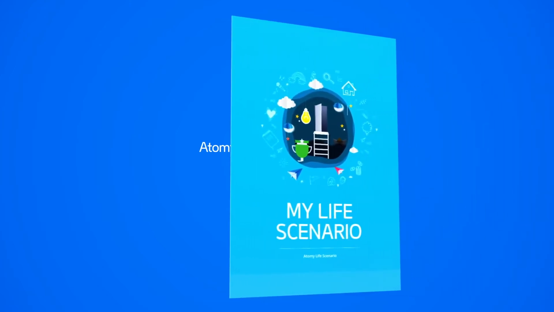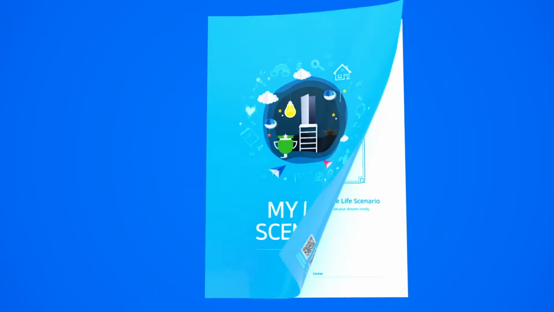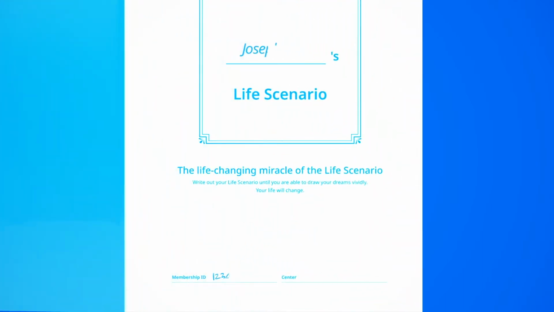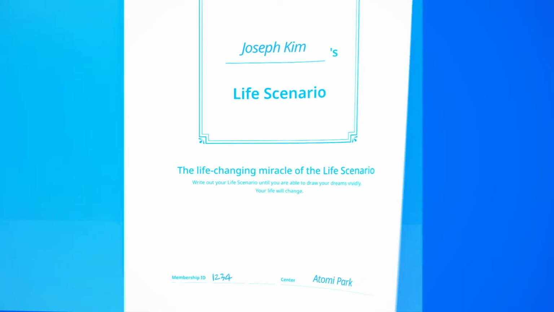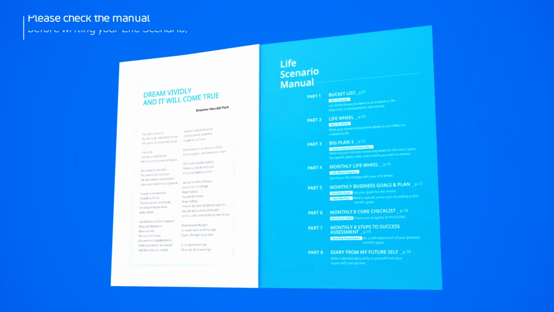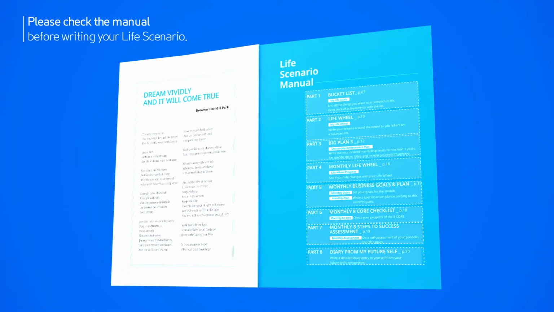Atomy's life scenario has been updated in 2020. Please write down your name, membership ID, and affiliated center on the first page. Read both President Park's poem and the life scenario manual. Atomy's new life scenario is divided into 8 parts.